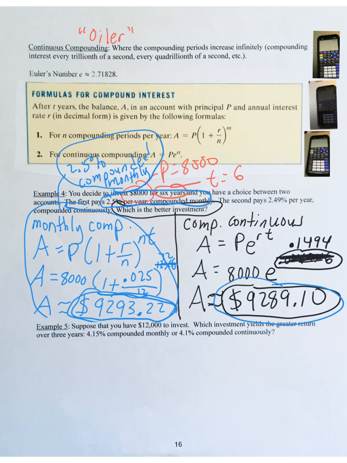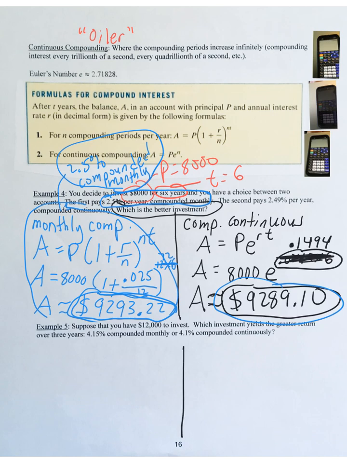So now I'm looking at example 5. It says, suppose that you have $12,000 to invest. Which investment yields the greater return over 3 years? So 4.15% compounded monthly or 4.1% compounded continuously. Very similar to the last example. In fact, if you wanted to give yourself some more practice, you could pause the video right here and see what you get, and then we can see if our numbers match. I'm going to go ahead and draw that little divider again.